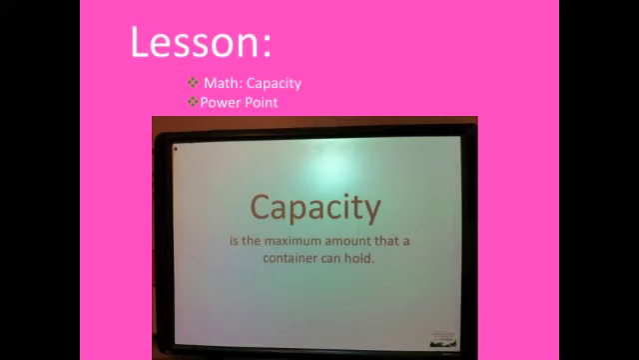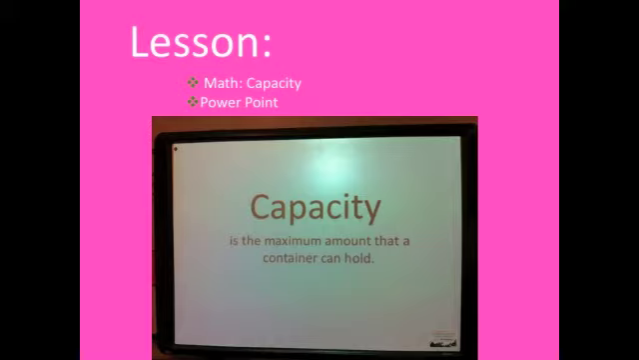For this lesson, I taught a math lesson on capacity, and one of the main things that we were focusing on is being able to estimate how much a certain object could hold and what the capacity of that object would be. So I decided to create a PowerPoint, and on the different slides, the students would have opportunities to estimate the capacity of different objects.